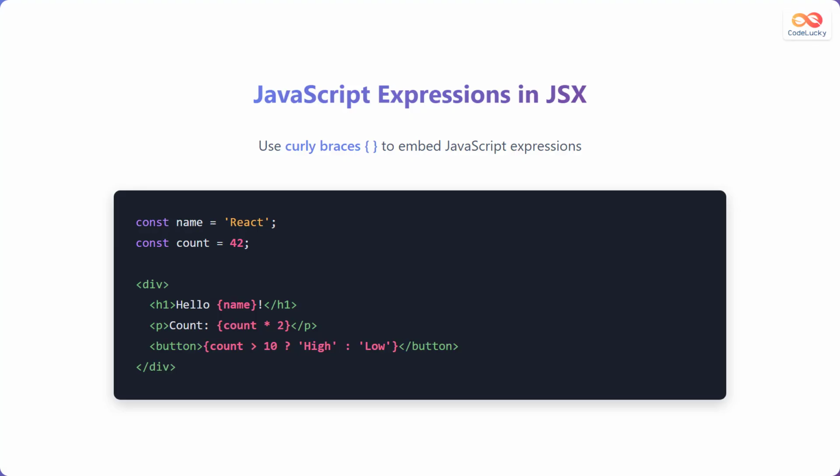Here's an example. We declare a name variable with value React and a count variable with value 42. Inside the div element, we can use curly braces to display the name and perform calculations with the count. We can also use the ternary operator to display high if count is greater than 10, otherwise display low.